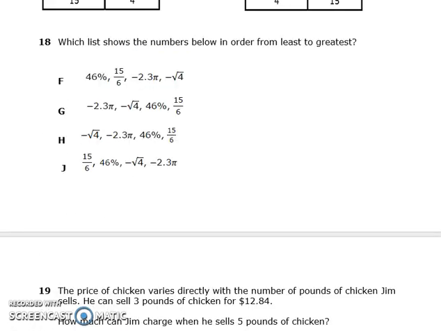Number 18. Which list shows the numbers below in order from least to greatest? F, G, H, or J?